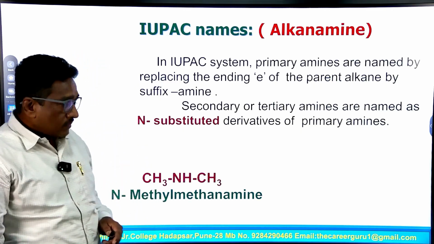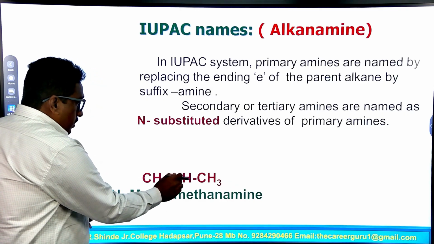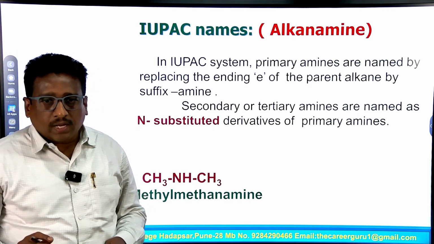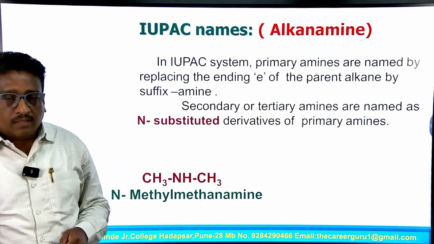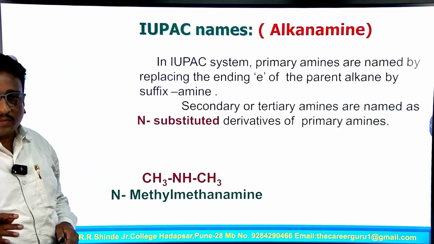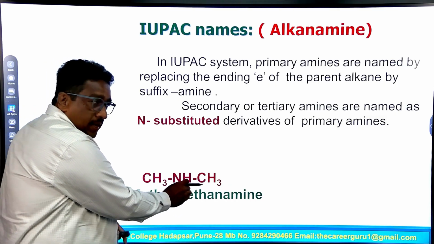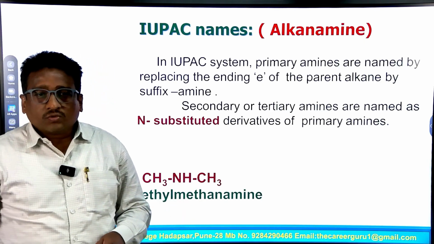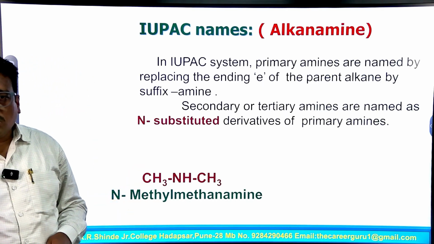For example, suppose these 2 methyl groups are attached to nitrogen atom. According to this nomenclature system, the smaller alkyl group is considered as N substituted group and the larger alkyl group is considered as parent alkane. But in this example both groups are similar. So, out of these two groups one alkyl group is considered as N group. So, N methyl and then the second group is considered as parent alkane. So, it is methane and the E suffix of methane is replaced by amine. So, it is called N methyl methanamine. So, this is the IUPAC nomenclature of this compound.